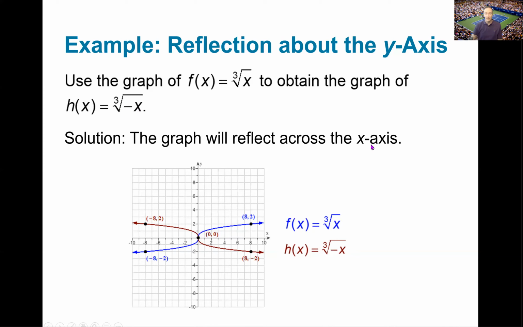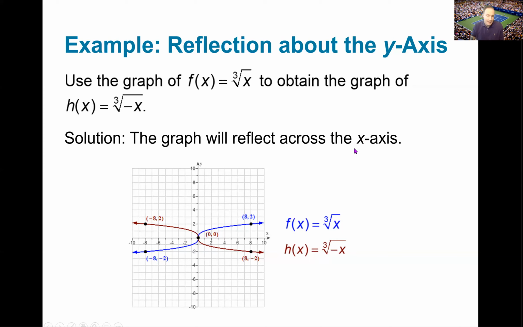Oh, this has a mistake here. Boo! Oh, I will correct that. Bad, bad, bad. That is not right. It says the graph will reflect about the x-axis. It's supposed to be a reflection about the y-axis.